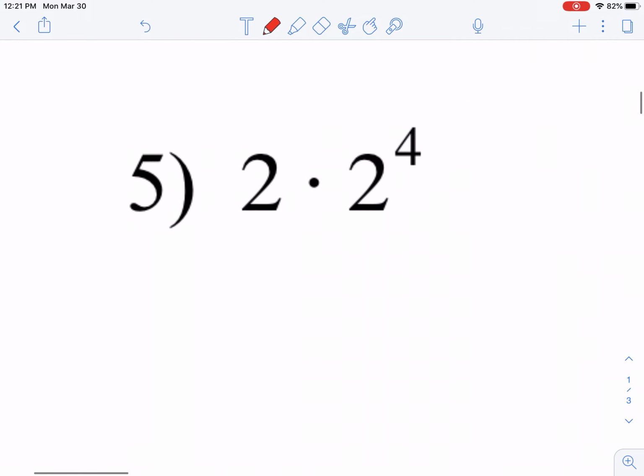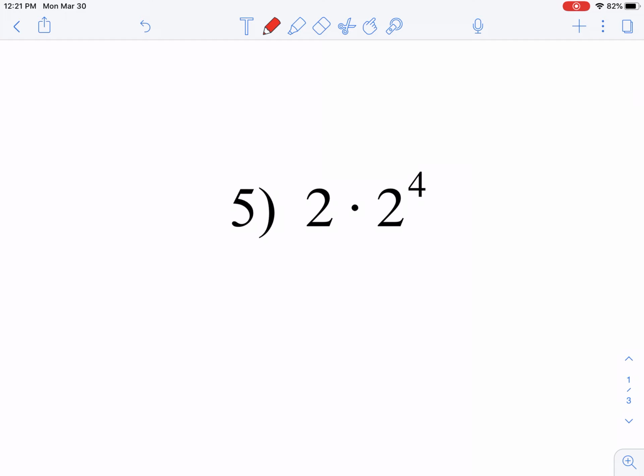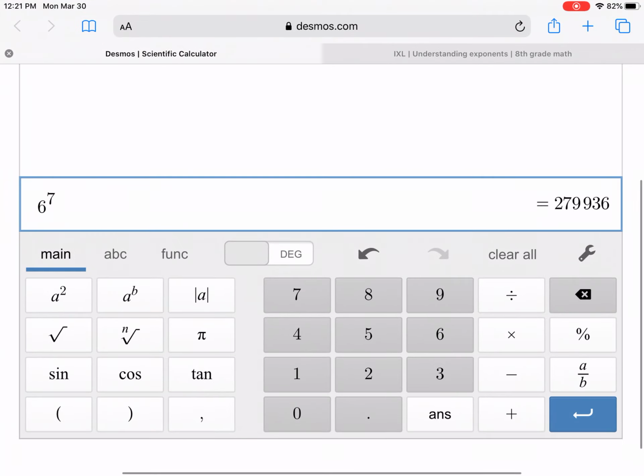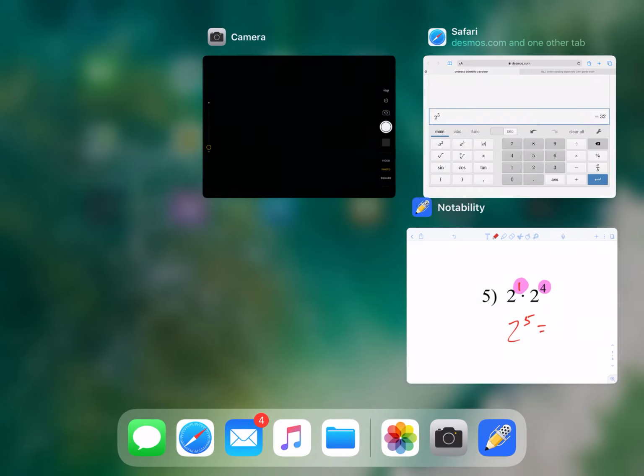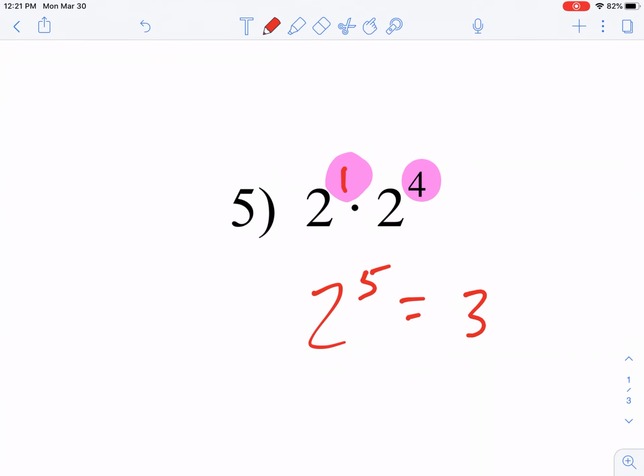Looking at number 5, this one can be confusing for some people. If it does not have an exponent, there is an assumed 1 there. So we take that 1 and that 4, and we get 2 to the fifth. Again, you can solve it out if you want to. 2 to the fifth is 32. So this is equal to 32.